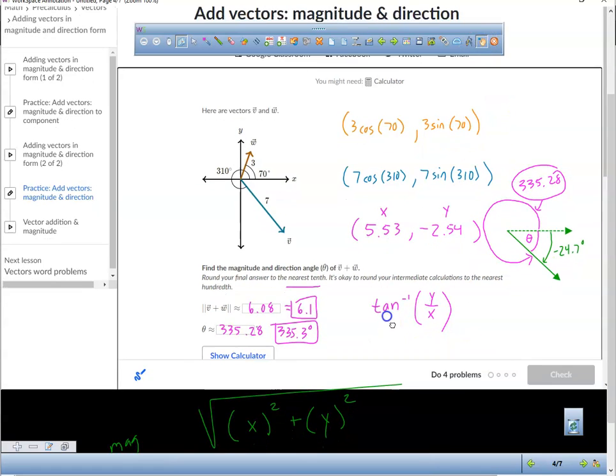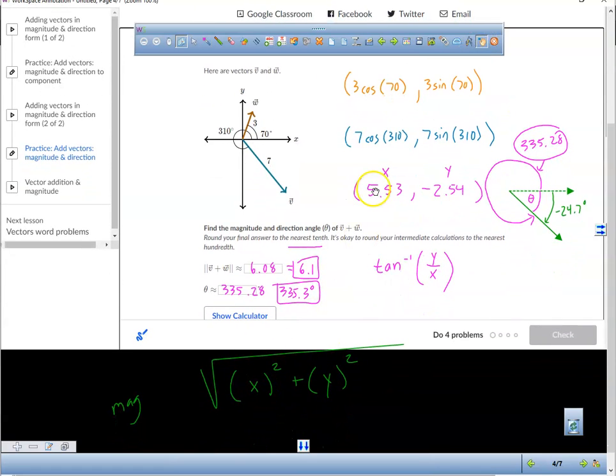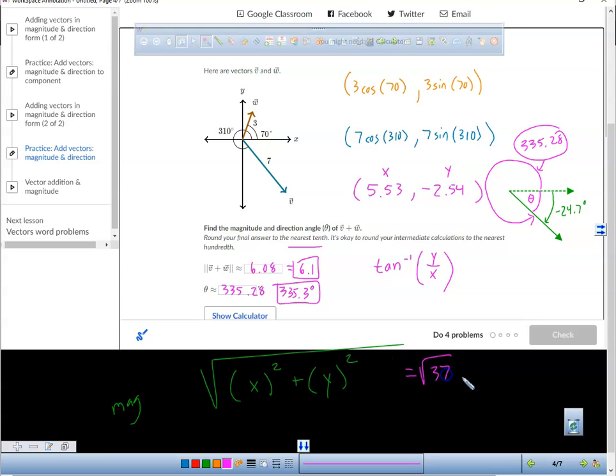Whenever you're trying to find the magnitude, all you have to do is take your x component, square it, take your y component, square it, and take the square root. When I did that, I ended up getting the square root of 37, and that's approximately equal to 6.08, and so we rounded it to 6.1.